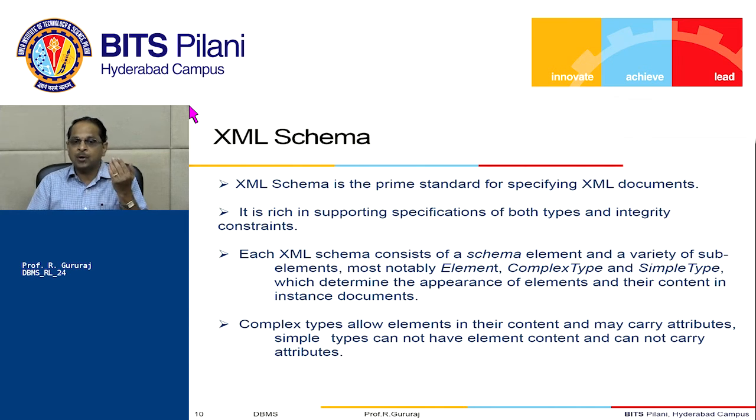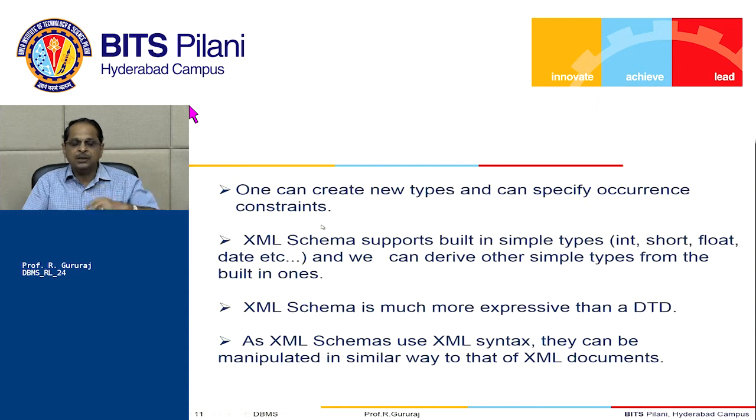Like what we do in ER modeling in databases, you can also specify the types, and it supports a rich range of data types. And you can also specify other integrity constraints like min-max constraints and all these things. And each XML schema consists of a schema element and a variety of sub-elements, most notably element, complexType, and simpleType, which determine the appearance of elements and their content in the instance documents. Complex types allow elements in their content and may carry attributes. Simple types cannot contain elements and they cannot carry attributes. That is the difference between the simple type and the complex type.